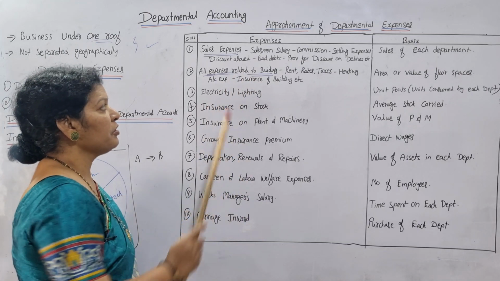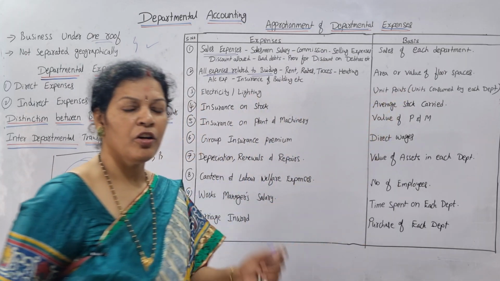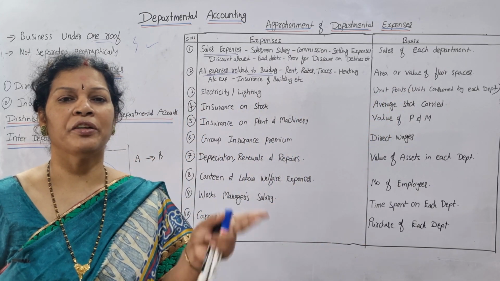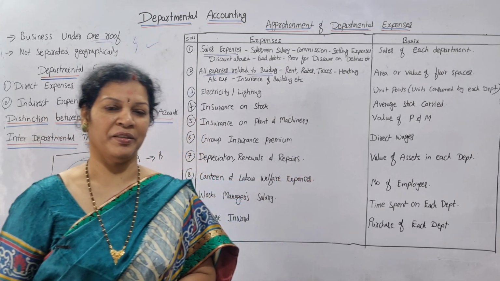Third one, electricity and lighting. That depends on the unit points. How many units are used by each and every department? Most of the departments will have a separate meter.